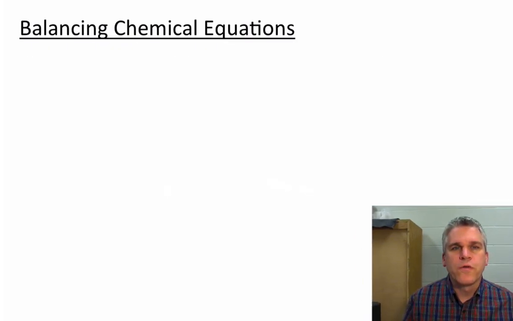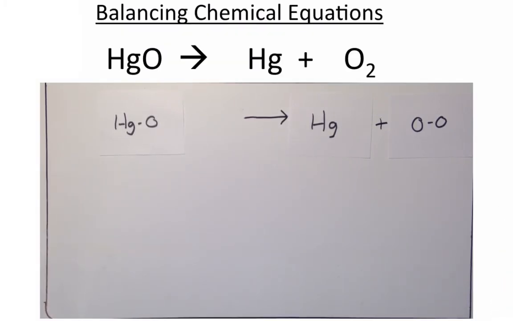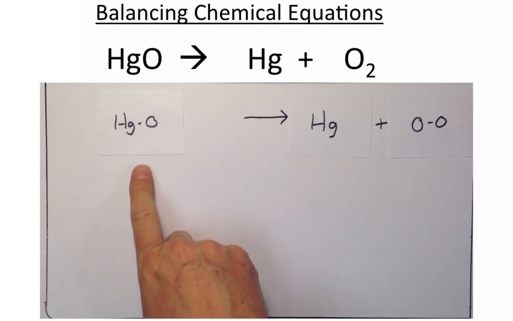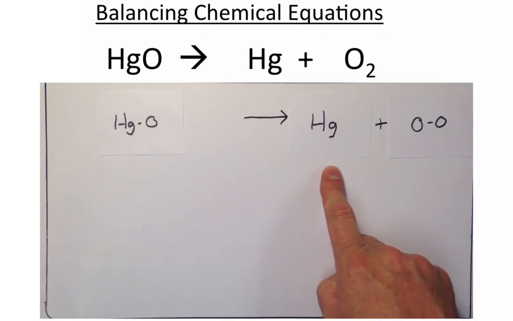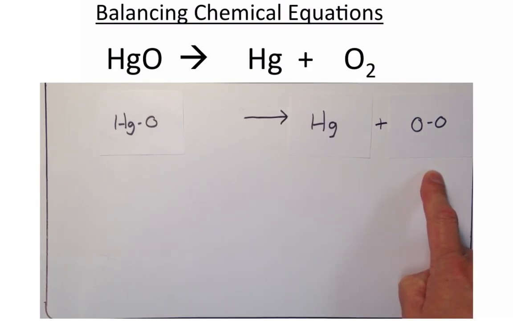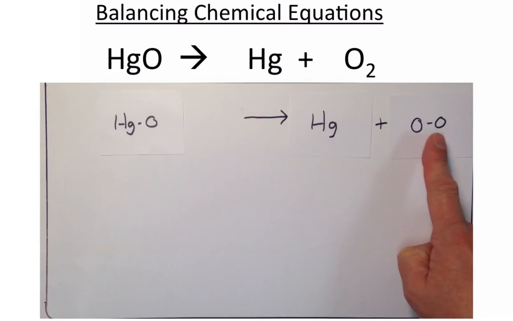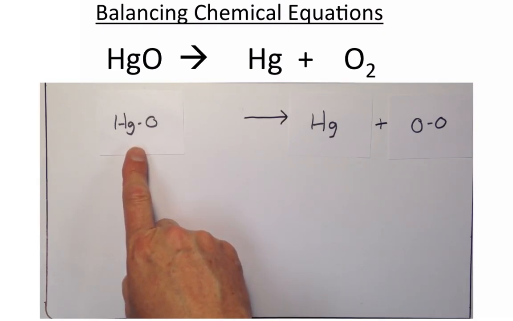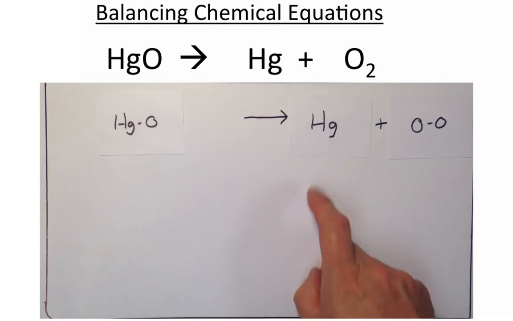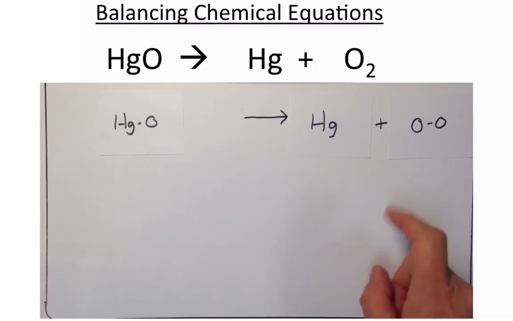So I'm going to switch over to my other camera. What I've done is I've taken this formula of mercury oxide, breaking down into mercury and oxygen, and I'm showing all of the different atoms that we have. So mercury oxide is just Hg and an O, breaks down into mercury and oxygen gas, which is O2. So I'm showing two atoms of oxygen here. Now I have to make sure that the number of mercury atoms on one side of the yield sign or the arrow is the same as that on the other. Same is true for my oxygens.